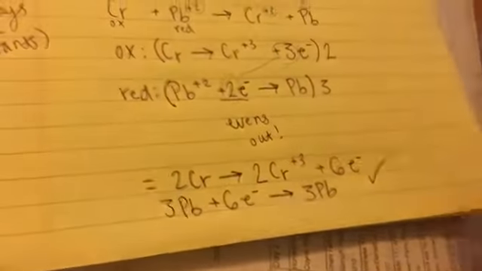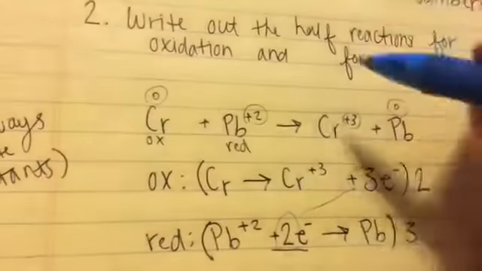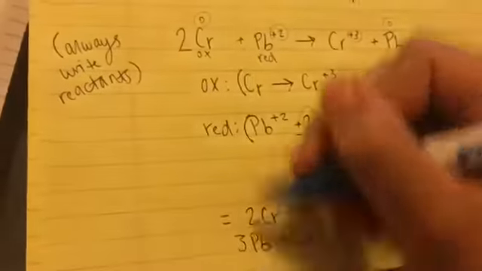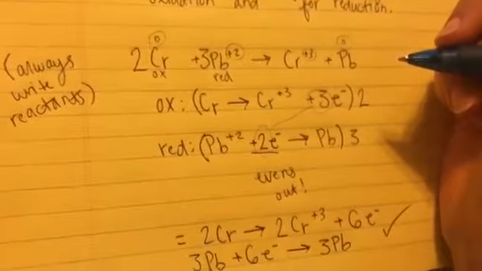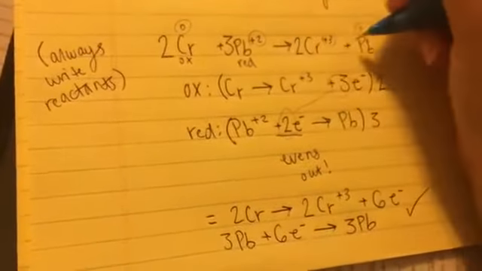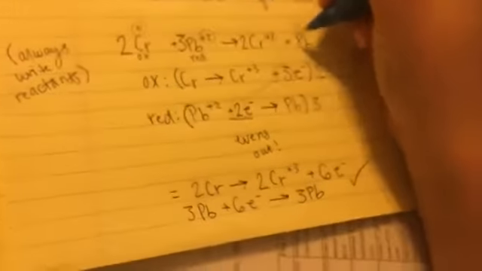Since that part is all figured out, now we must plug the numbers into the original equation and add a 2 next to the chromium, add a 3 next to the lead, add a 2 again next to the chromium, and a 3 next to the lead, which is basically just gathering the information that we already established by multiplying both of the half reactions and putting it in.